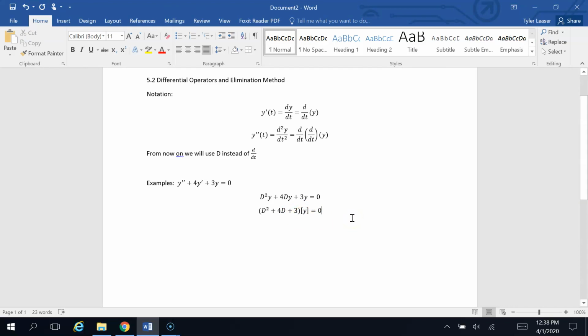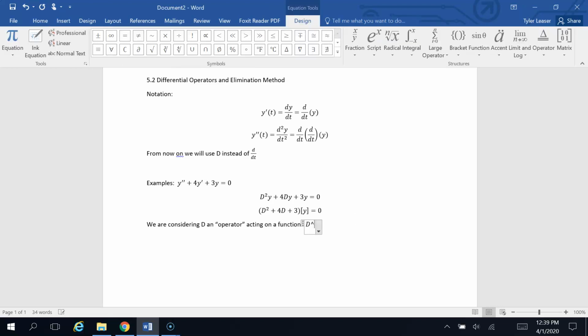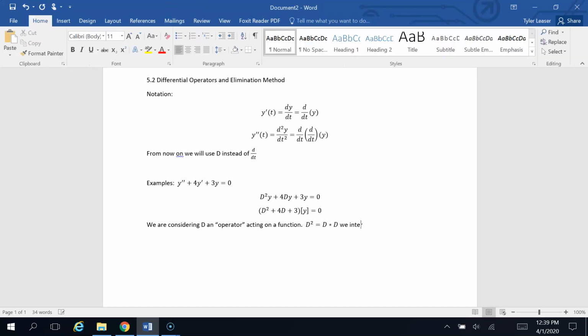Okay, cool. So just to write out a little bit here, we are considering D an operator acting on a function. We're also thinking about that D squared not as D times D. We're thinking of D squared, which you can think of like this, as a composition of that operator D with itself.